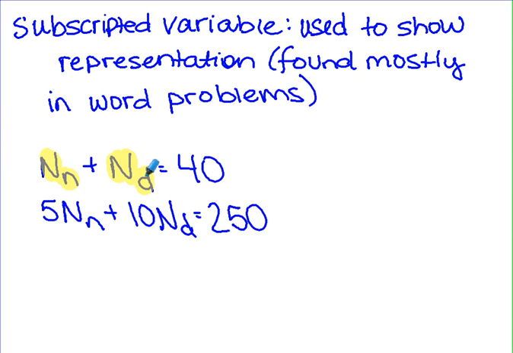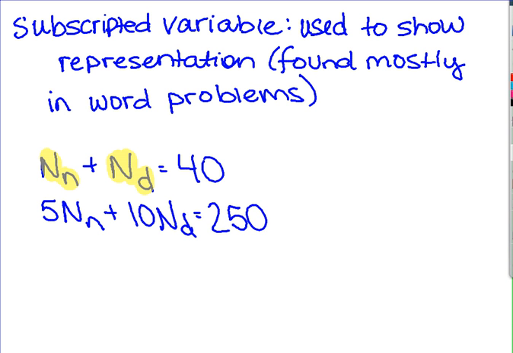So we've got n sub n plus n sub d, and then 5n sub n plus 10n sub d. Now, these are representing what? If you're looking at a problem, you've got n and d, and if we look in the second equation, we've got 5n and 10d. Hopefully this brings to your mind money. N is nickels, d is dimes. 5 is how much a nickel is worth, 10 is how much a dime is worth. So n sub n represents the number of nickels. N sub d represents the number of dimes.